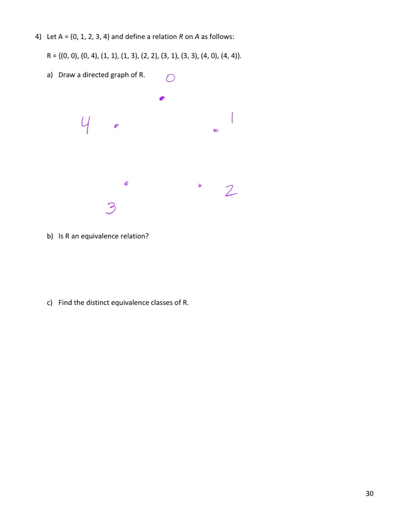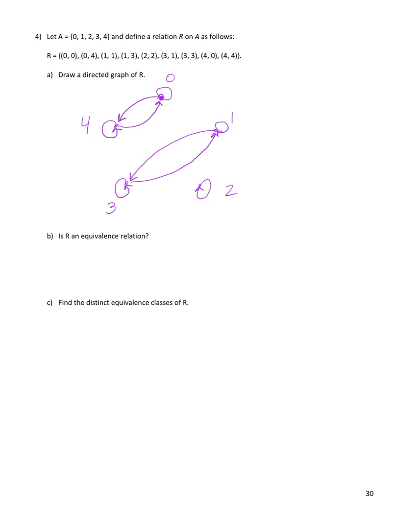And then 0, 0 is in my set R, so I have a loop on 0. 0, 4 is in the set, so I connect those two. 1, 1, so I put a loop on 1. 1, 3. 2, 2, so 2 gets a loop. 3, 1, send that back to 1. 3, 3, 3 gets a loop. 4, 0, send that back to 0. And 4, 4, so 4 gets a loop.